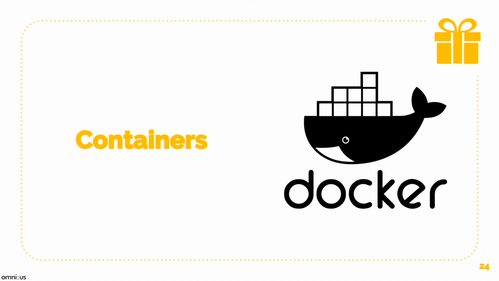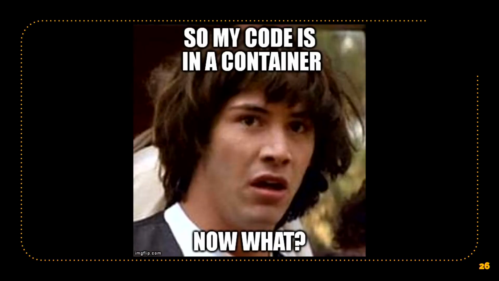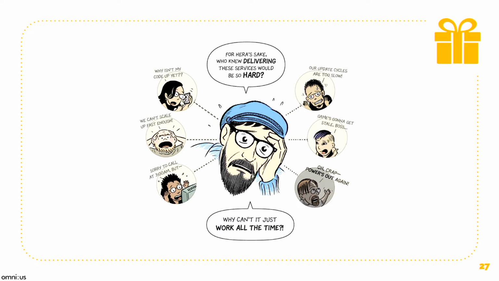You would normally hear, when we speak about containers, people think Docker is the only thing that's a container, but it's wrong. There have been containers in the Unix operating system, but Docker is an amazing organization that came forth in 2013 and built enterprise containers. Just to understand the momentum of containers, we have about 3.5 million apps that have been Dockerized. We have 37 billion downloads of Docker containers, and there's been an adoption rate of about 40% of Docker containers. Now, the next question, we have our code, it's in a container, what happens next? We still have the same problems.